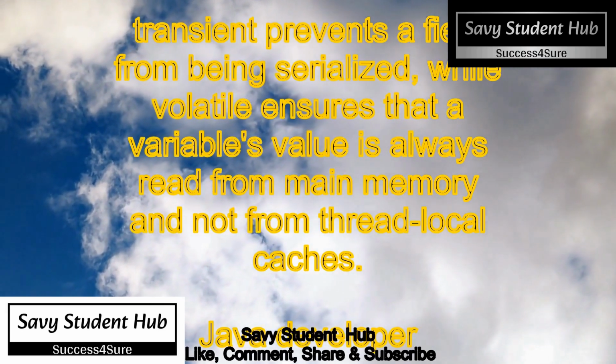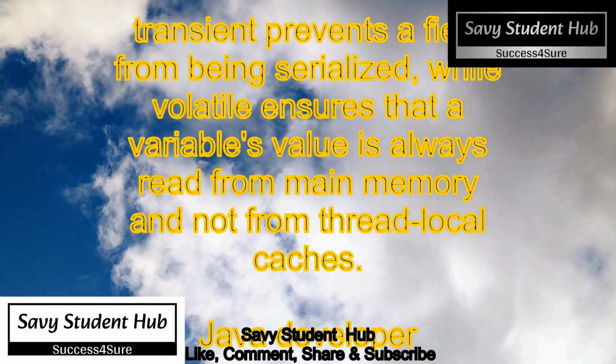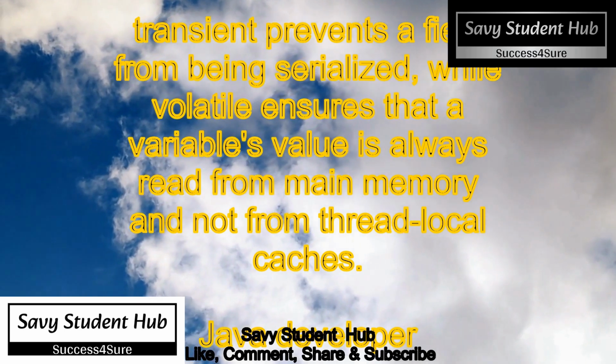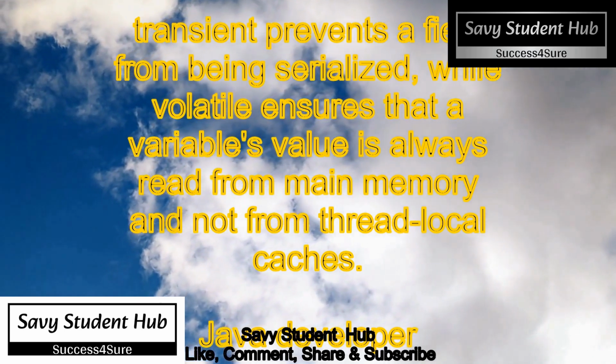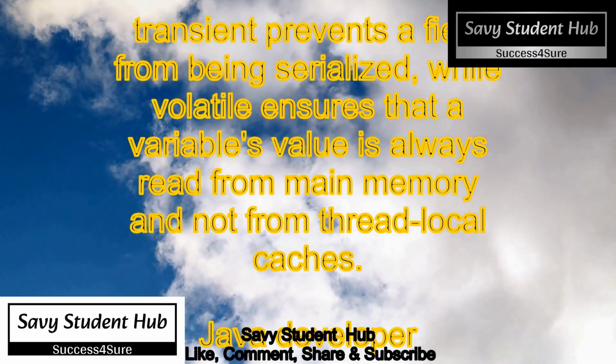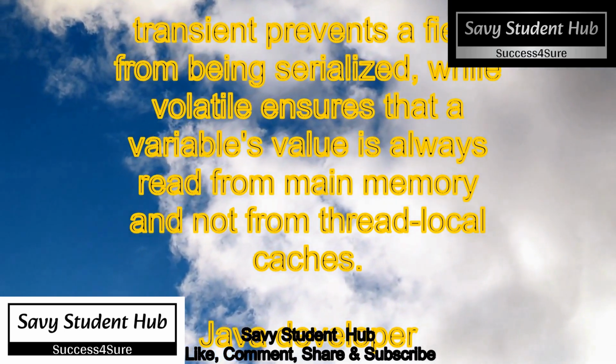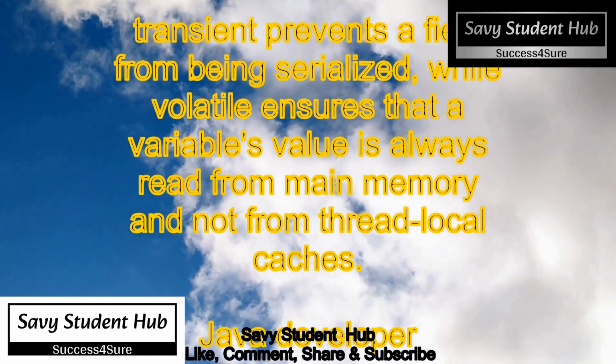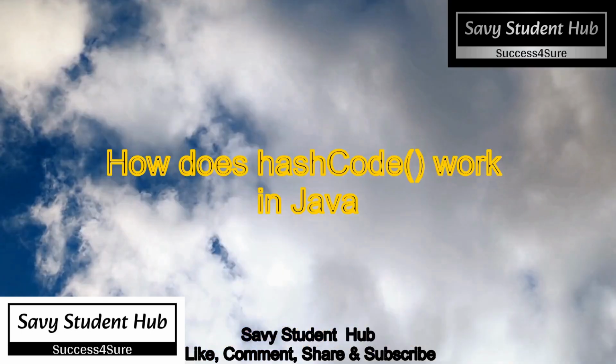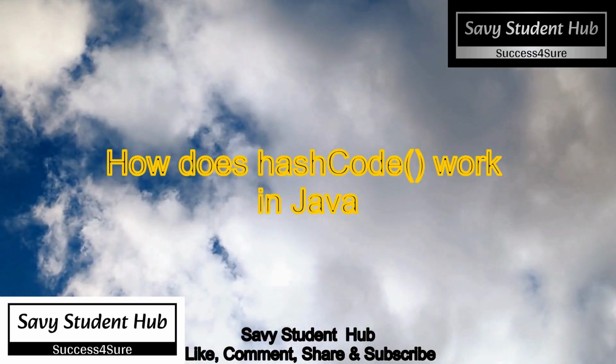Transient prevents a field from being serialized, while volatile ensures that a variable's value is always read from main memory and not from thread local caches. How does hashCode work in Java?